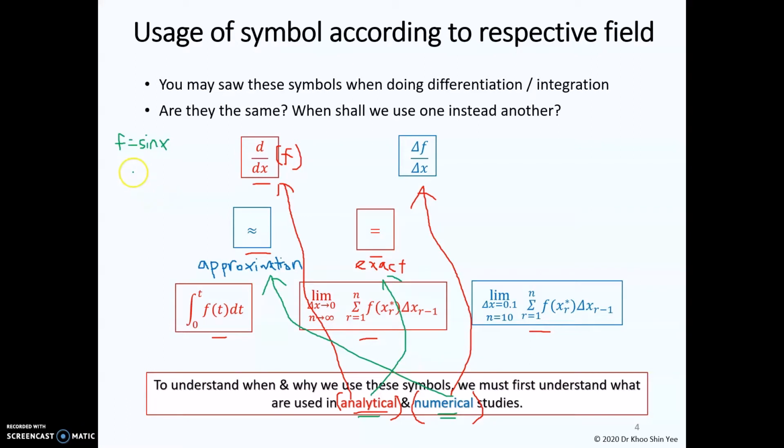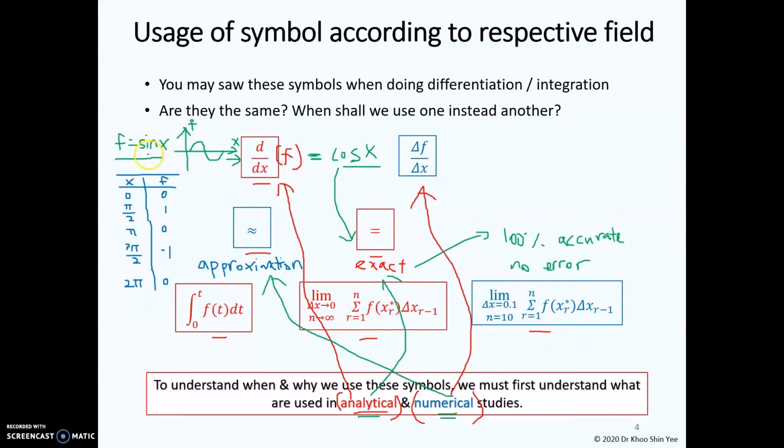For example, if you have a continuous function f equal to sine x and you want to differentiate it, so df with respect to dx, you should obtain cos x. And the solution for cos x is written with the equal symbol. So this means that this solution is exact. In other words, this solution is 100% accurate with no error. If you plot the graph for sine x, you should obtain this graph.